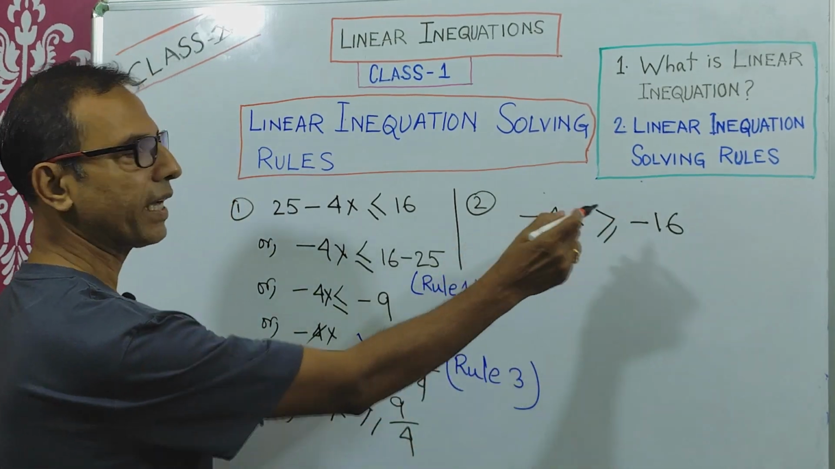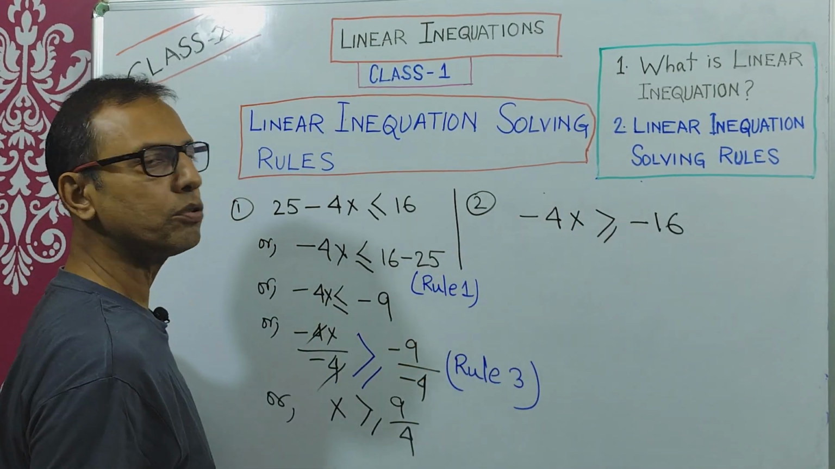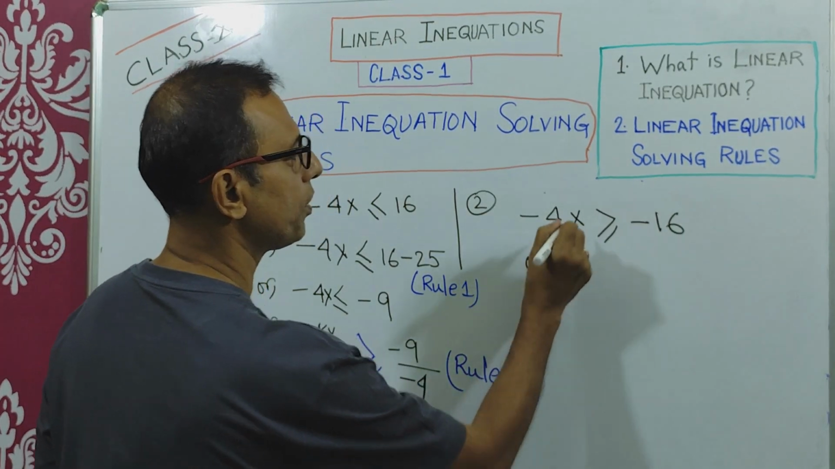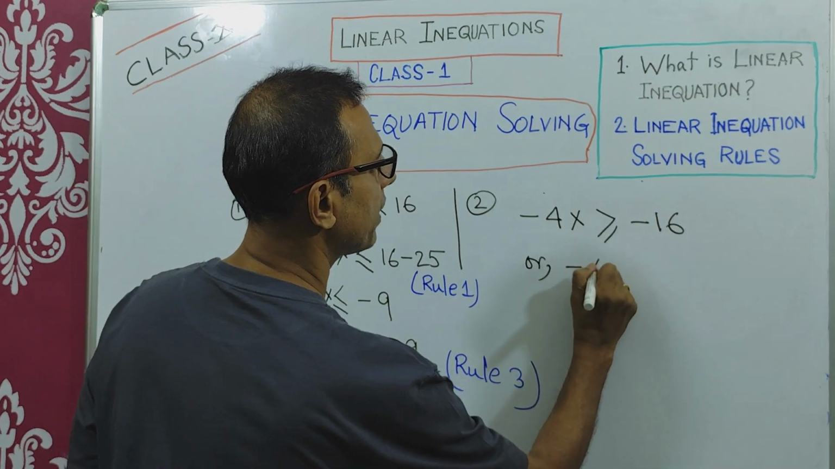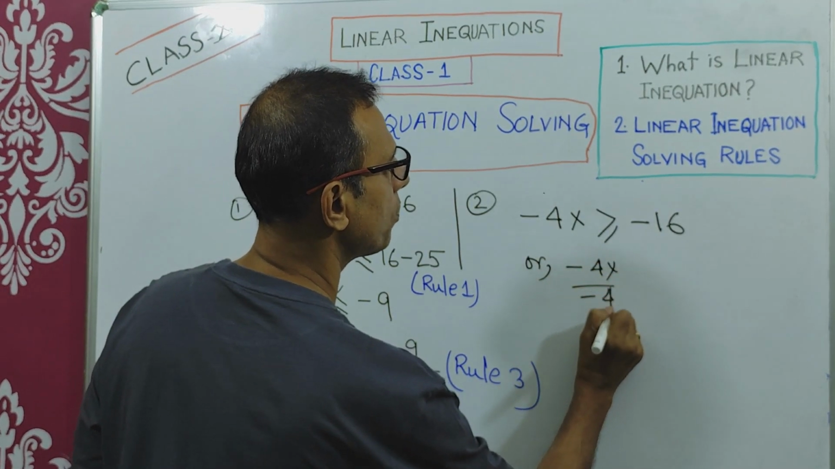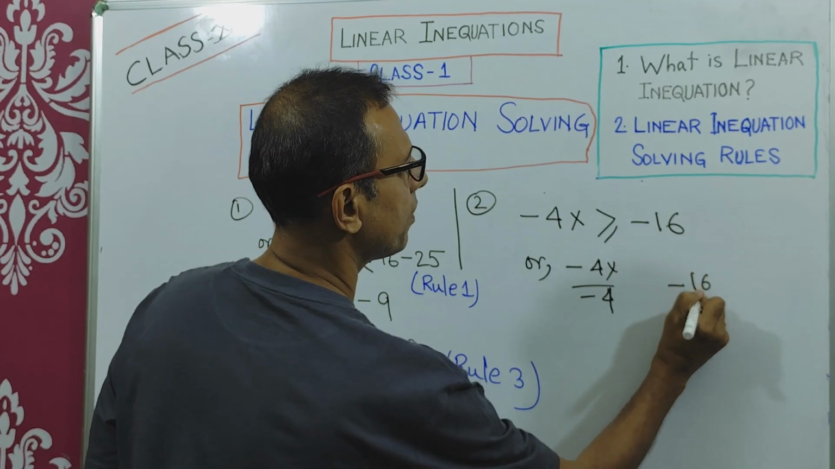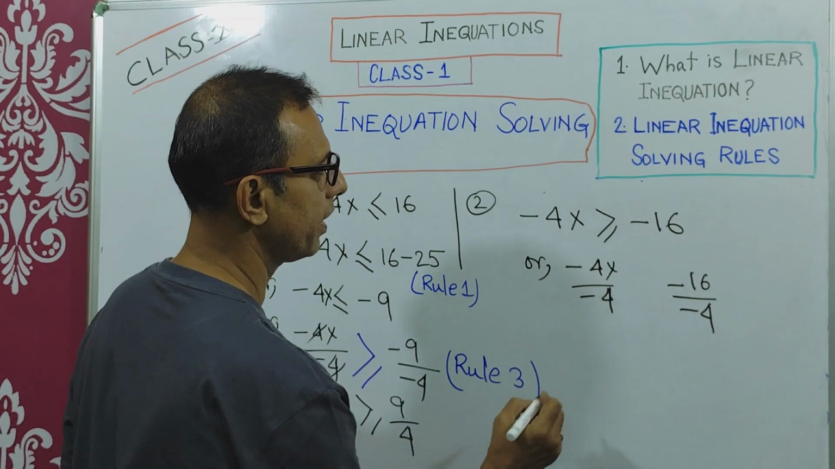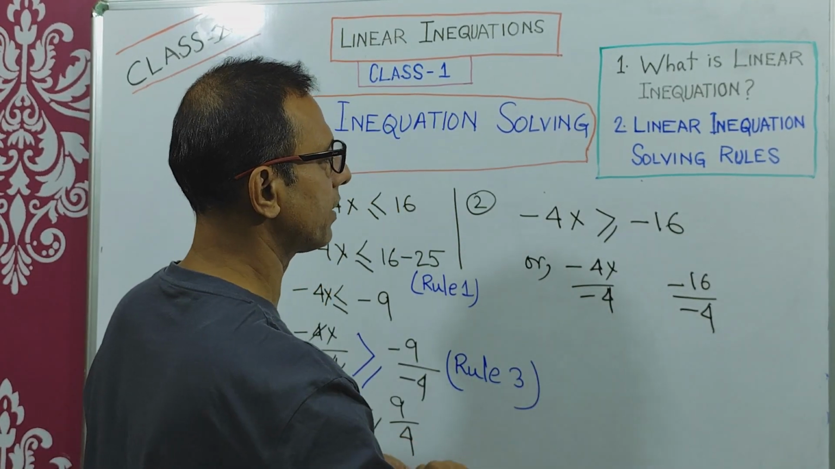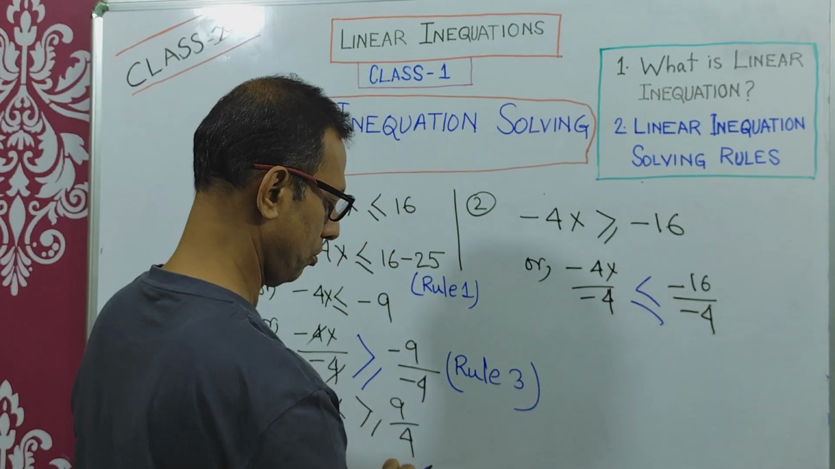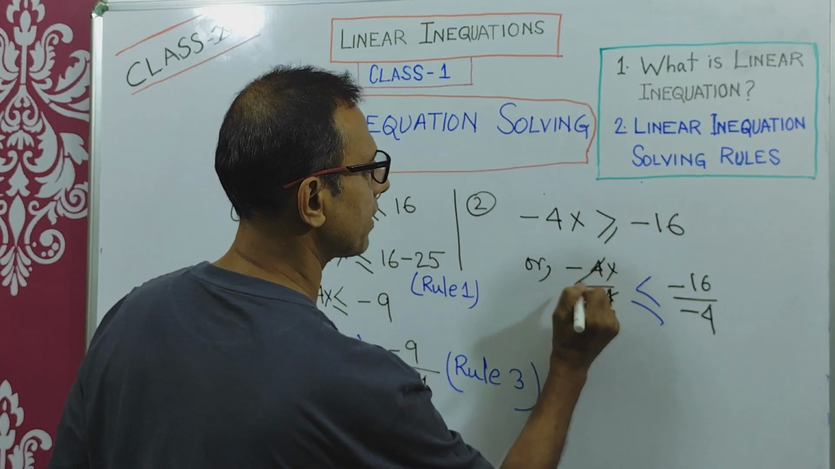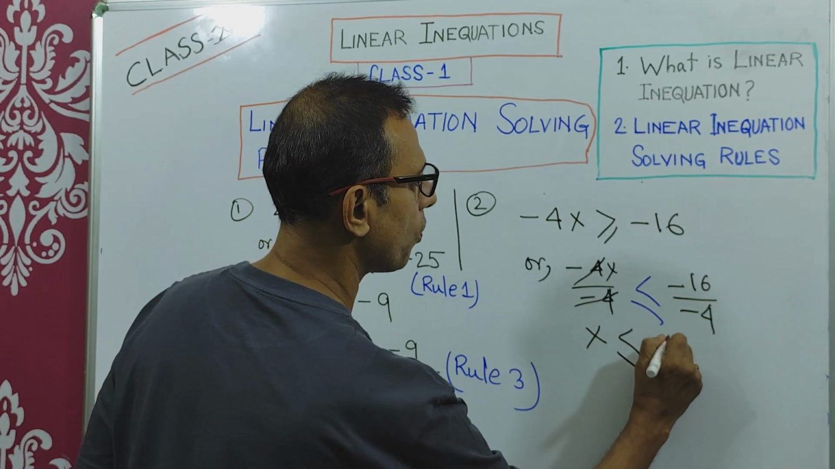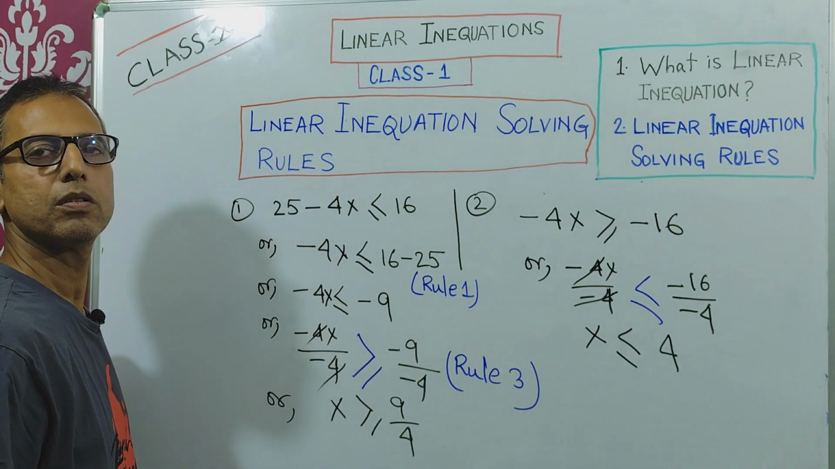Now coming to the second problem, minus 4x greater than equals to minus 16, right? Same thing here also. You need to find out x. What will you do? Minus 4x by minus 4 and minus 16 by minus 4. You are dividing both sides with the same negative number, right? So the sign will be changed from greater than equals to less than equals to. So minus 4 and minus 4 getting cancelled. So x less than equals to 16 by 4, x less than equals to 4. Got it?